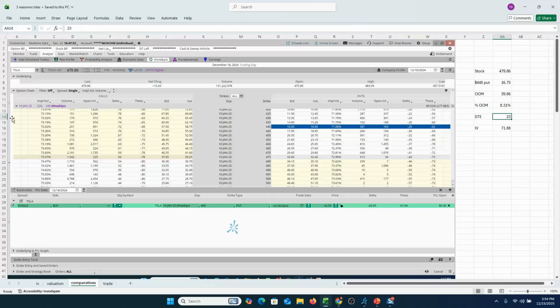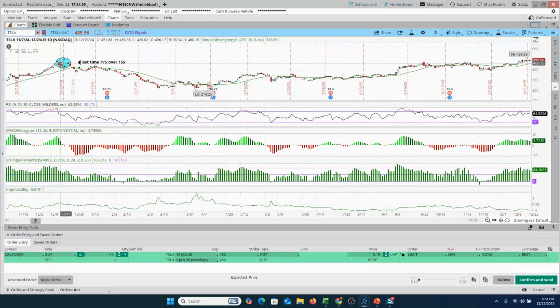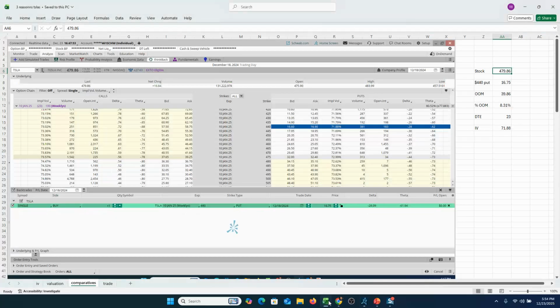Days to expiration 23. Here you can see it over here. The IV over 70 back then. That was the last time Tesla was at these levels. It didn't stay there for too long. That stock absolutely then pivoted and headed lower. So that leads to a little bit of caution as well.